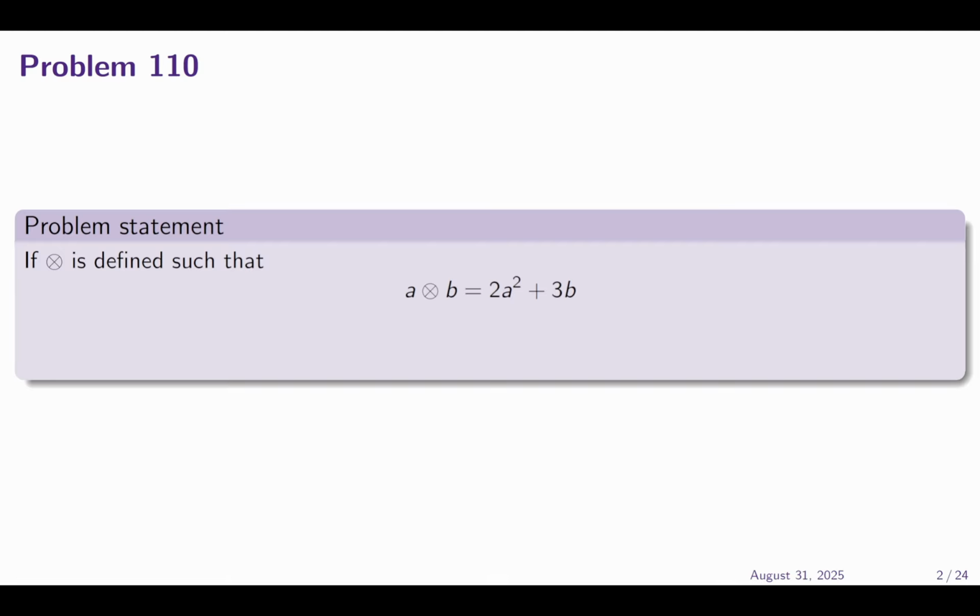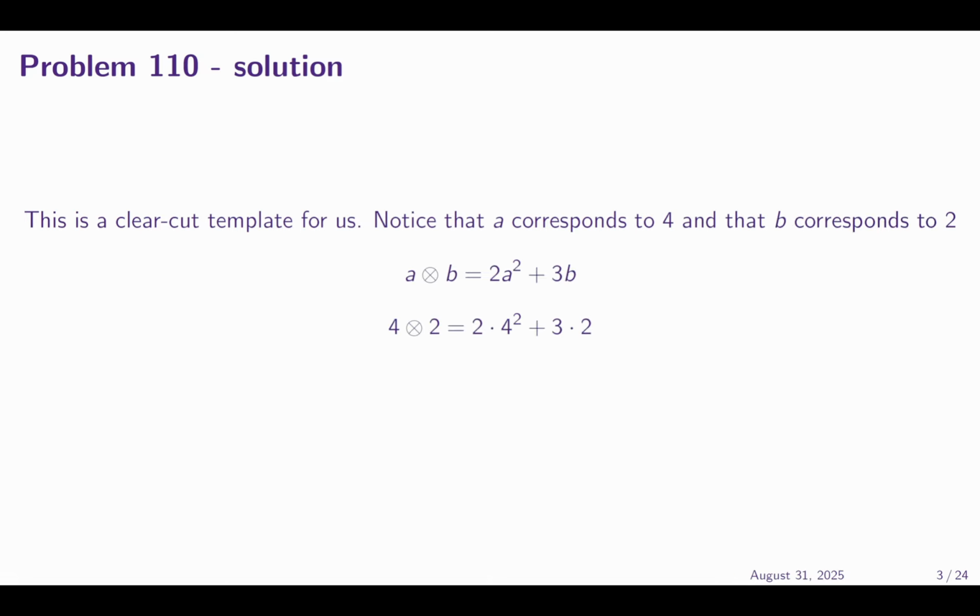If cross product is defined such that a cross b is 2a squared plus 3b, then what is 4 cross 2? This is a pretty clear-cut template for us. Notice that a corresponds to 4 and b corresponds to 2.